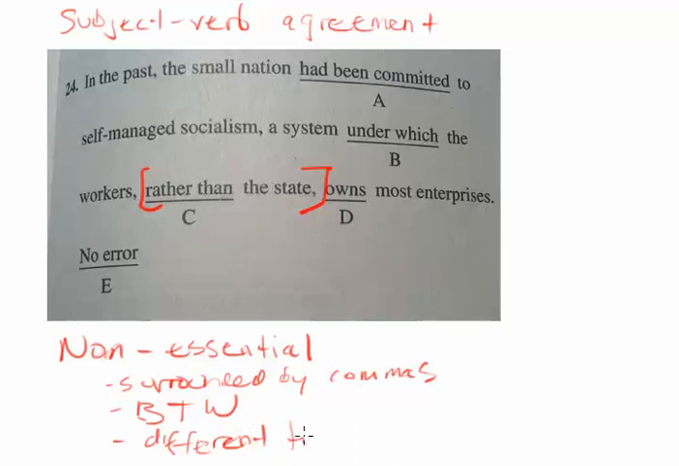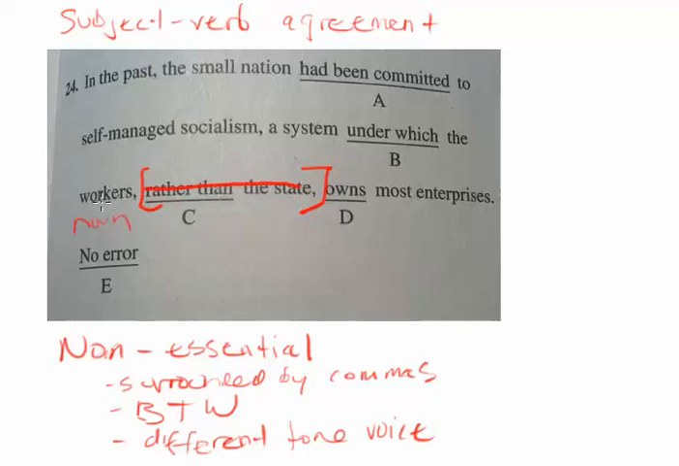So different tone of voice because we're kind of explaining it to the reader. So as soon as we recognize it's non-essential, let's bracket it off, let's cross it off, and let's kind of think about the sentence without it. And often there's going to be something that you'll hear. So the workers owns most enterprises. So that might sound funny to you. Let's think about why it sounds funny if it does.